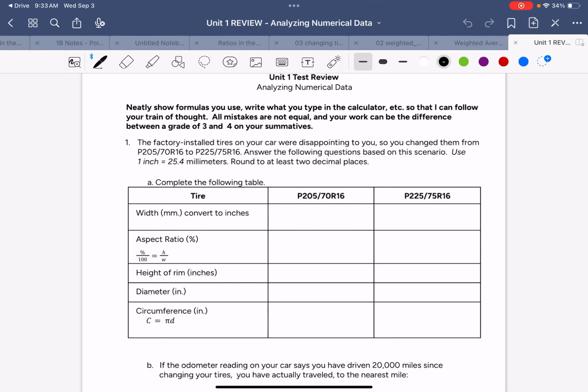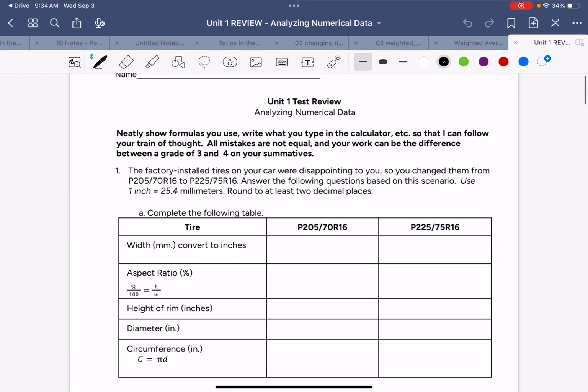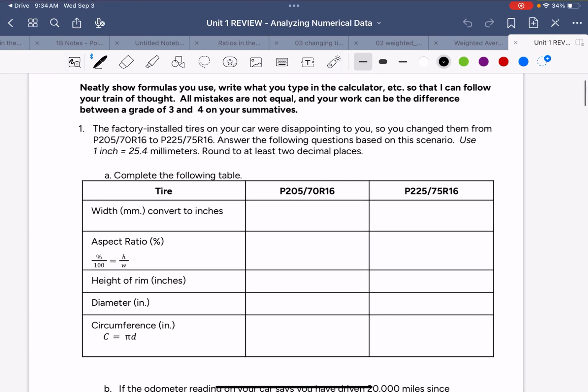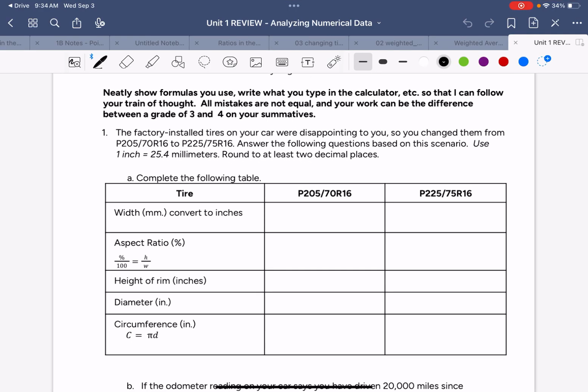Okay, so this is going to be the first of the 4 videos for analyzing numerical data, just making sure that we're going to break it into each piece. So this first piece is basically the one where we're discussing some different ratios and how ratios can be used to solve things.